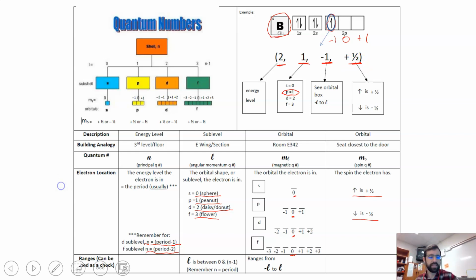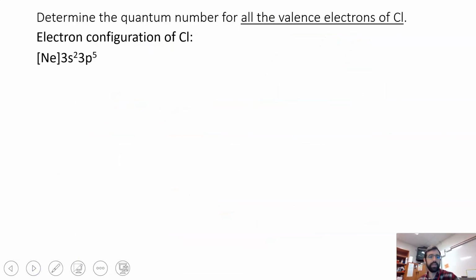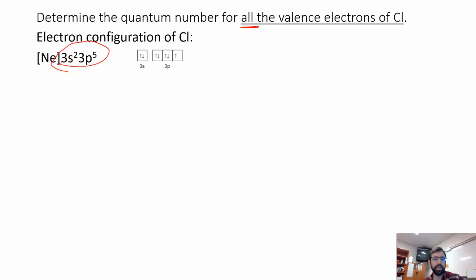All right, let's go through some examples on the next slide. In this case, it specifically says to determine the quantum numbers for all of the valence electrons in chlorine. So this is a little bit different. All of the valence electrons in chlorine, so that's all of them that are in the 3rd energy level. Okay, we've got our noble gas configuration written there. And we could write it out as an orbital diagram, 3s2, 3p5.